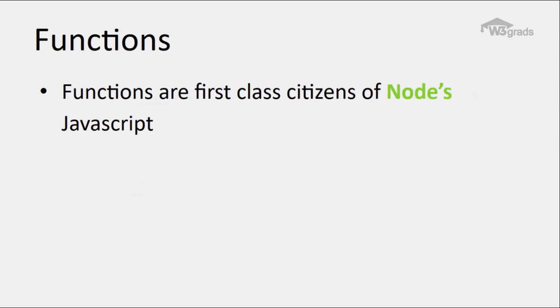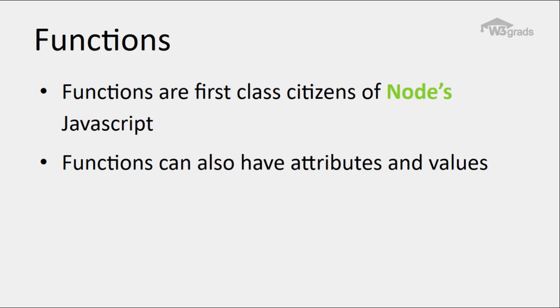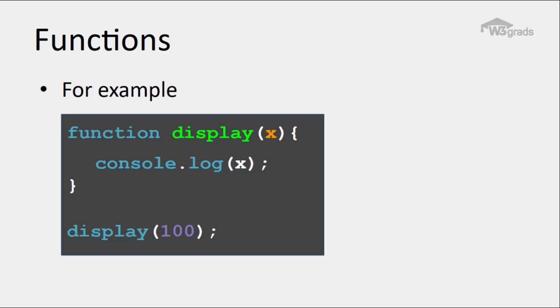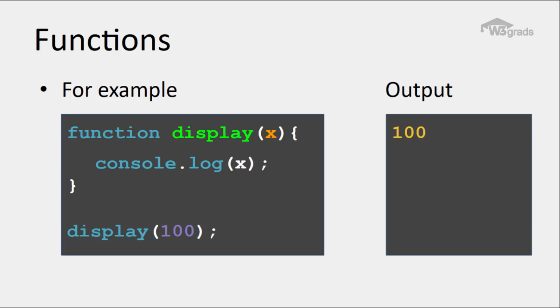Now, functions are the top-rated members of Node.js, similar to the browser's JavaScript. Functions can have attributes and values as well. They can also be treated like classes in JavaScript. For example, you can see a function named display that has a parameter x, and inside the method body, the code to display the value of x is written. Outside the method definition, the same method is called with an argument value of 100. This code, when executed, will display 100 on the console.